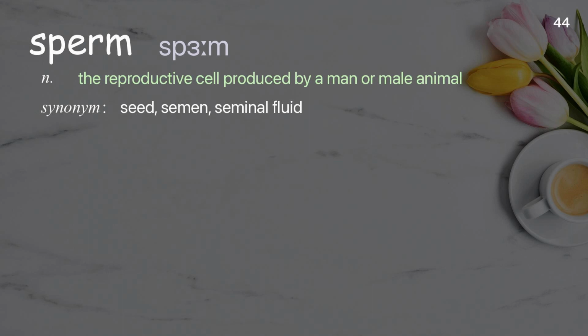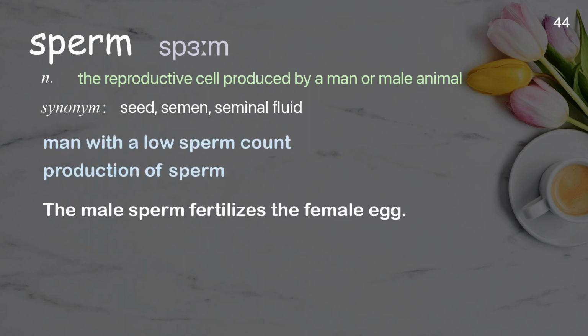Sperm. The reproductive cell produced by a man or male animal. Examples: man with a low sperm count. Production of sperm. The male sperm fertilizes the female egg.